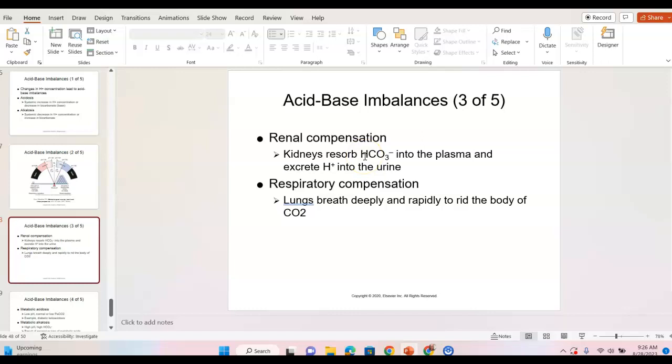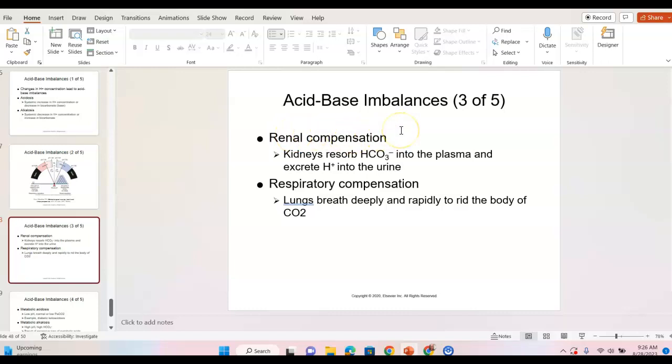Let me give you another example. If the lungs are getting rid of too much CO2, somebody's hyperventilating, they become too basic, we'll get rid of bicarb in the kidneys and retain hydrogen. So it's that compensation mechanism. These will compensate for each other depending on what's going on.